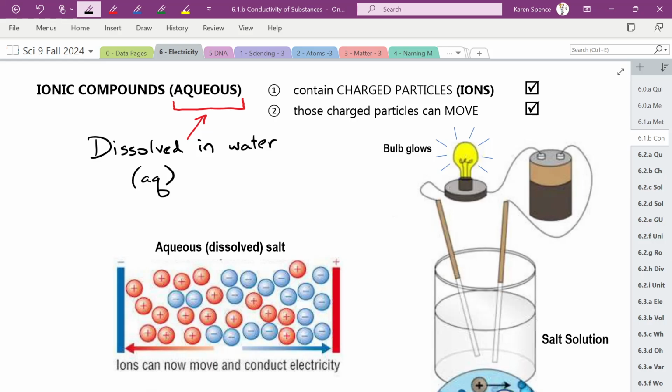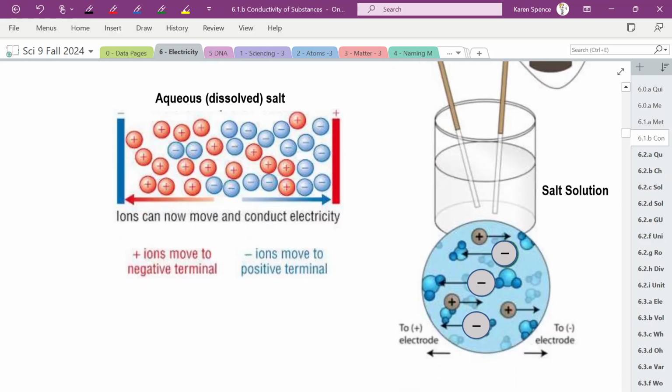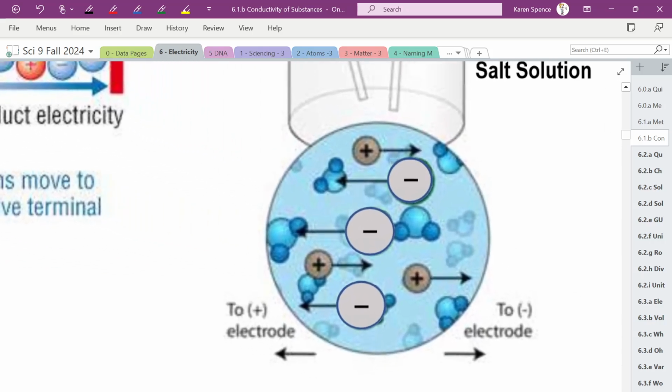Now, if it's dissolved in water, we have the ions. But instead of all being stuck together, here's our water. There's a positive over here, a positive over here, a negative over here, a negative over here. Can those particles float around and move? Yes. So ionic compounds in solution can move. You can see these ions can move.